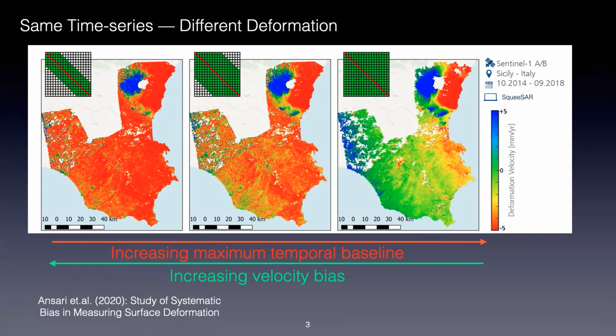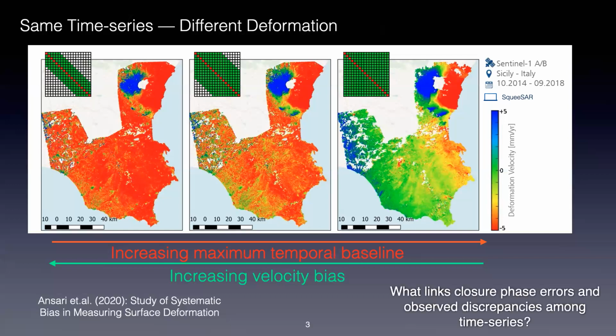By comparing with persistent scatterer interferometry results, Ansari et al. determined that time series analysis performed with short temporal baselines contains the largest bias. Therefore, their recommendation is to use all possible interferograms when performing InSAR time series analysis.